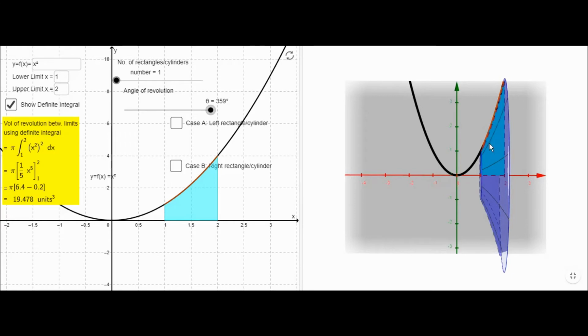The volume of this solid, we just use the formula just now. Pi, integrate from 1 to 2. Because this is the x coordinate, we integrate with respect to dx. In the center we put y squared, and y equals x squared in this question, so we put in x squared, so x to the power 4. Integrate this, you will have 1 over 5 x to the power 5. Then substitute in 2, which gives 6.4, minus substituting in 1, which gives 0.2. So the volume of this solid will be 19.478.